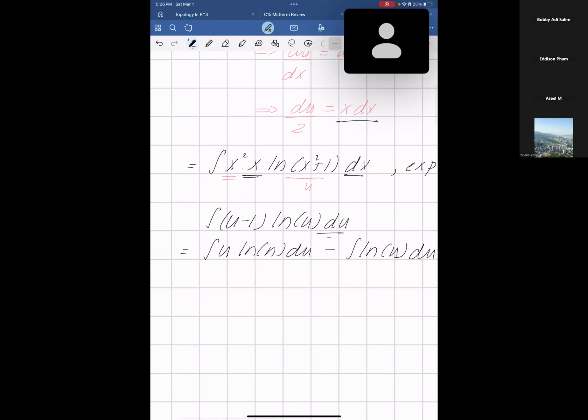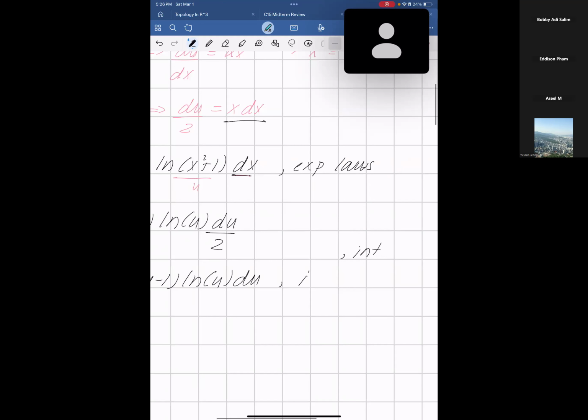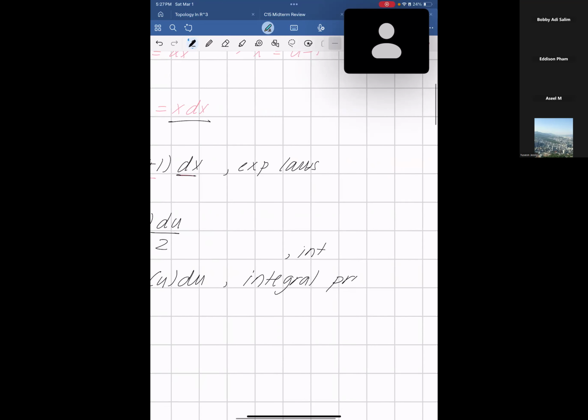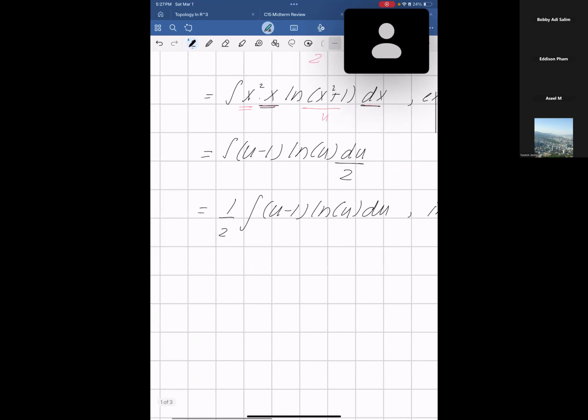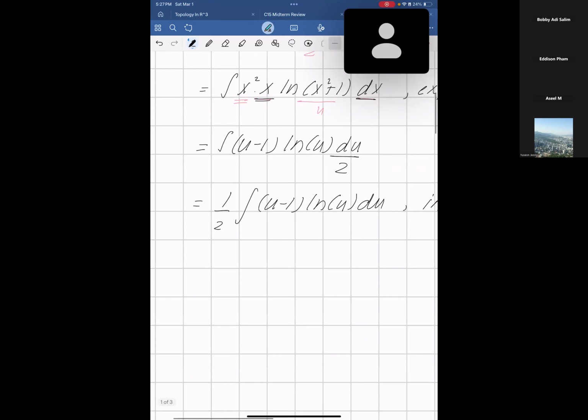Actually, let me write it in here because we have to justify that we can take it out, right? So this would be 1 over 2, the integral of (u minus 1) ln of u du. This is by integral properties. 1/2 is a constant. Okay, so you can either split them or just do it directly.